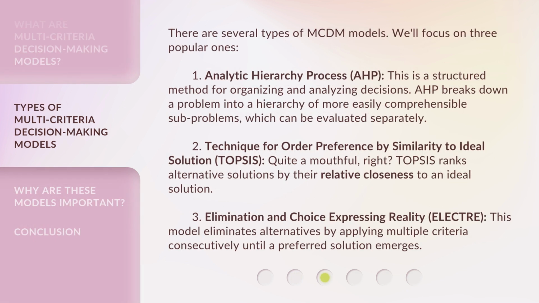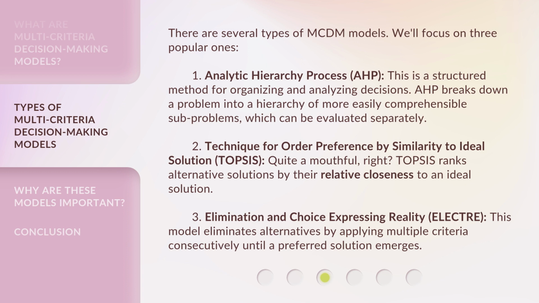There are several types of MCDM models. We'll focus on three popular ones. 1. Analytic Hierarchy Process, AHP. This is a structured method for organizing and analyzing decisions. AHP breaks down a problem into a hierarchy of more easily comprehensible subproblems, which can be evaluated separately.